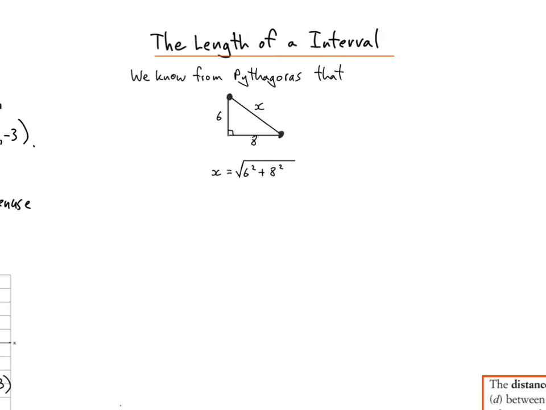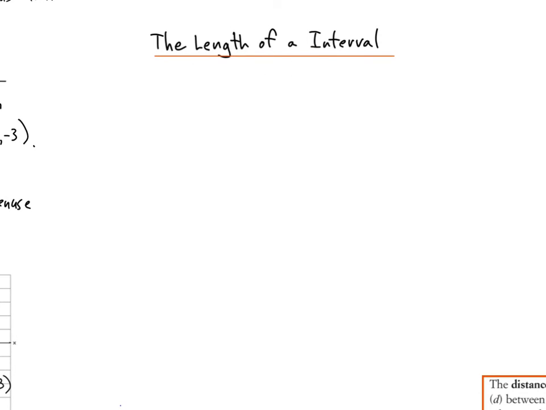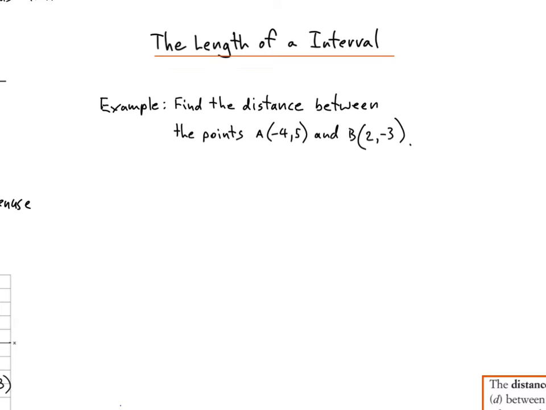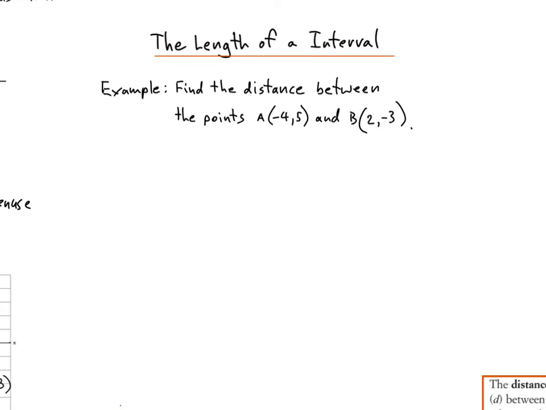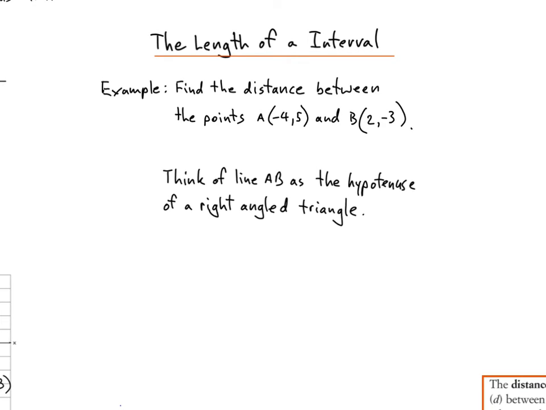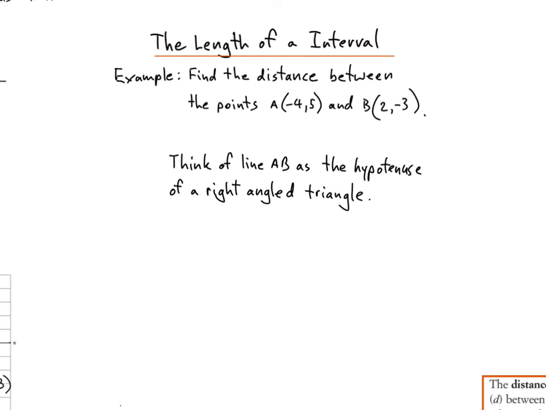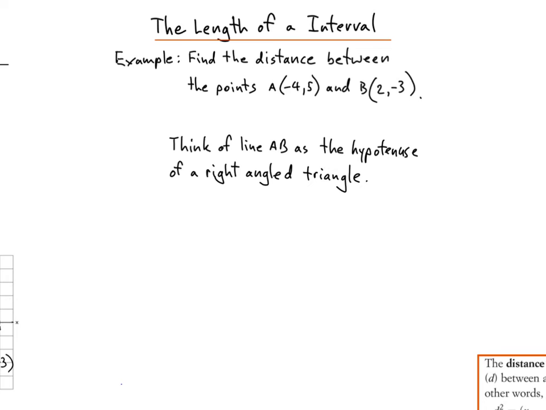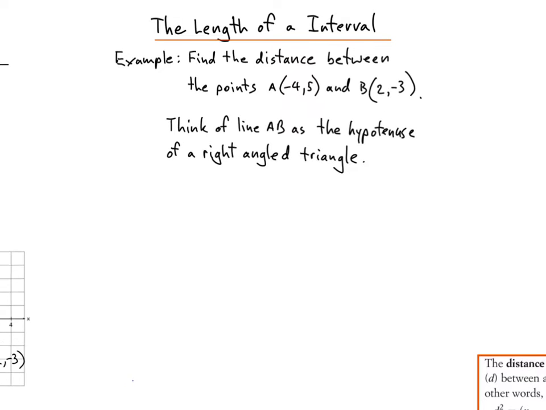So we know from Pythagoras that this is the case. Okay, well, keeping that in mind, what if we need to find the distance between 2 points like this? Well, you might want to quickly try and sketch what that basically looks like. I'll do it for you this time. But first of all, you need to think of AB as the hypotenuse of a right-angled triangle. So what will that look like? It's going to look like this.